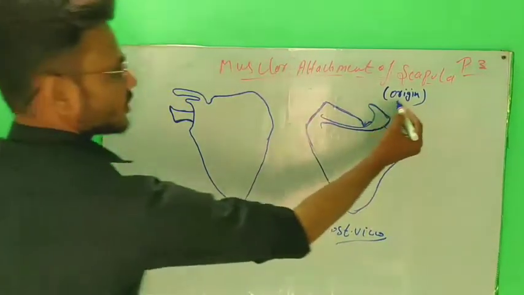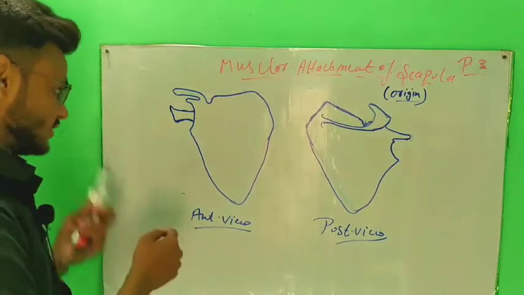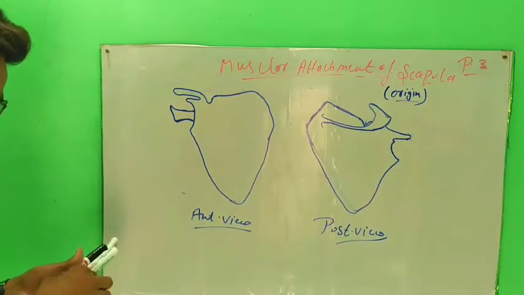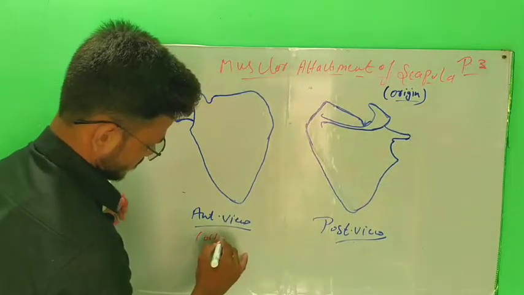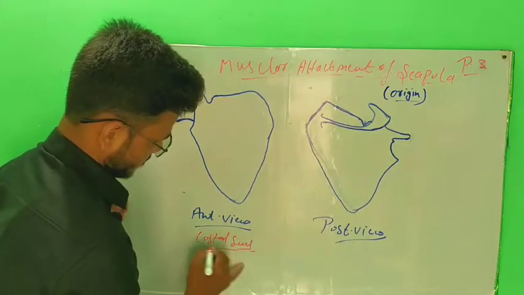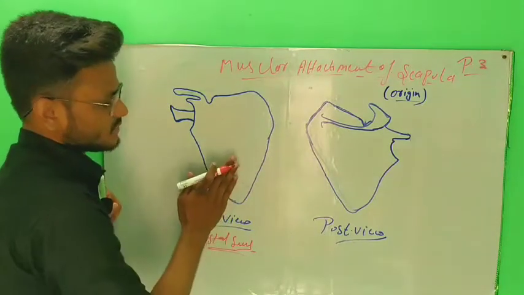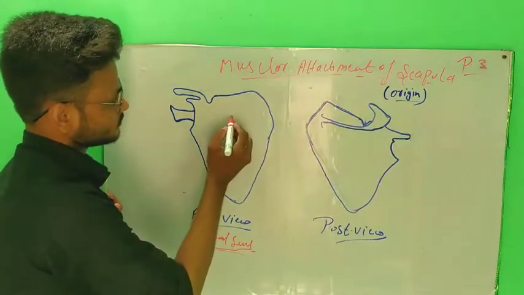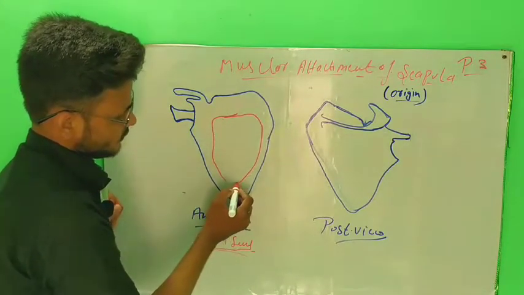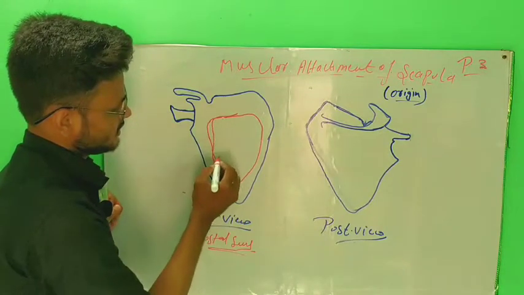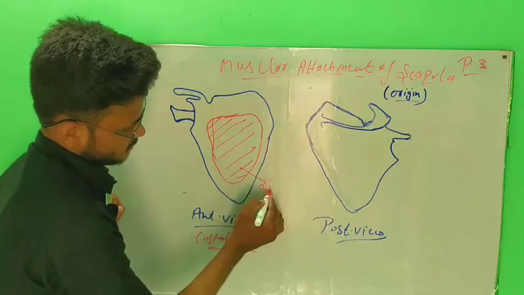Now talk about the origin of the muscle. Firstly, the anterior surface, which is also called the costal surface. From the costal surface, there is a fossa called the subscapular fossa, and from the subscapular fossa there is a muscle called subscapularis.